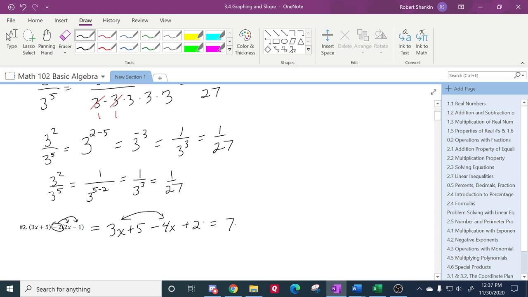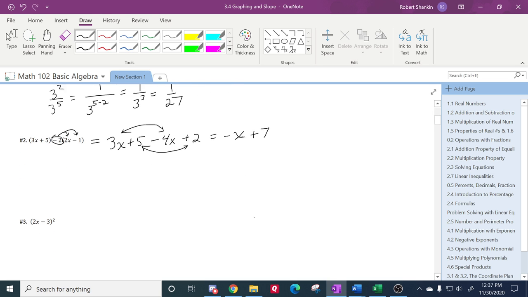It's negative x. And these two are like terms. Plus 7. And then do number 3.